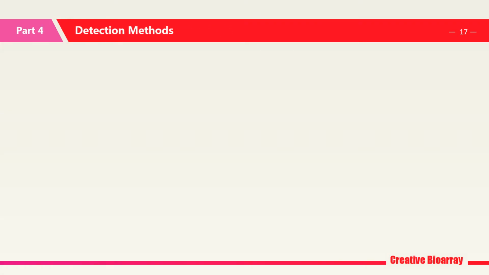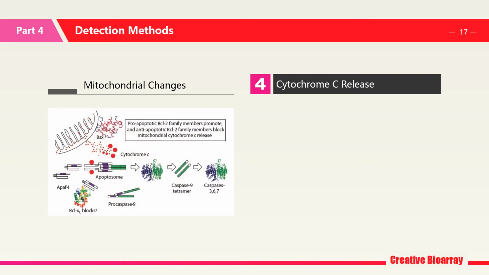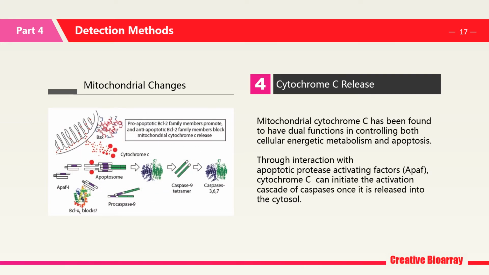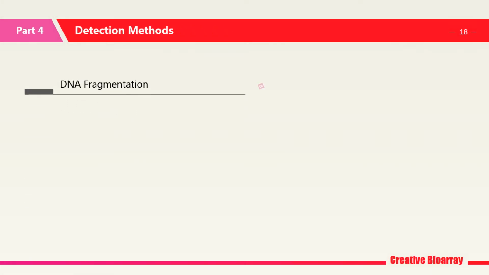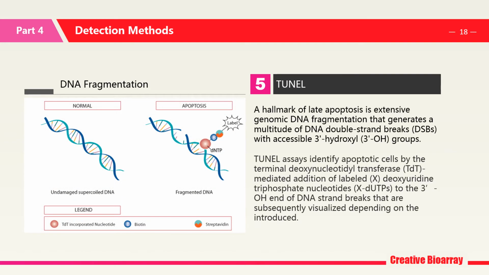Mitochondrial cytochrome C has been found to have dual functions in controlling both cellular energetic metabolism and apoptosis. Through interaction with apoptotic protease activating factors, APAF, cytochrome C can initiate the activation cascade of caspases once it is released into the cytosol. A hallmark of late apoptosis is extensive genomic DNA fragmentation that generates a multitude of DNA double-strand breaks with accessible 3-hydroxyl groups.